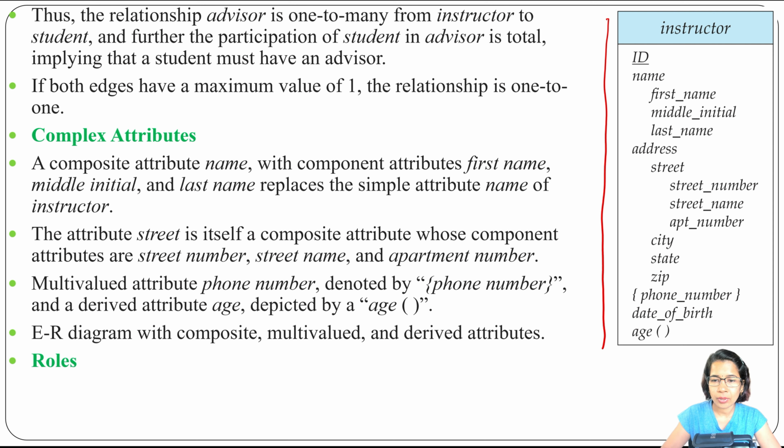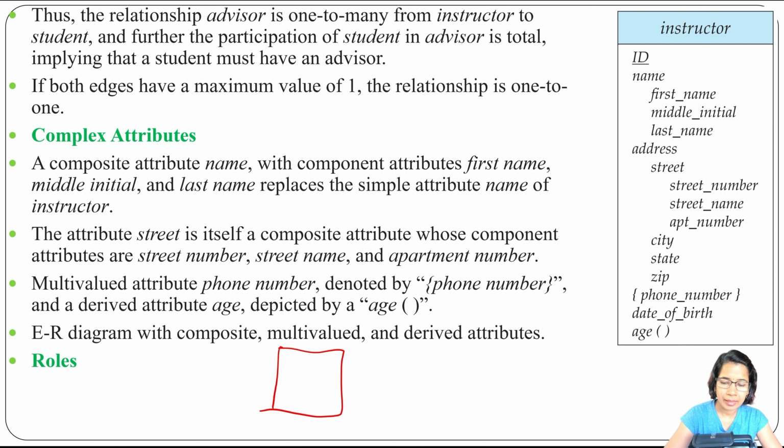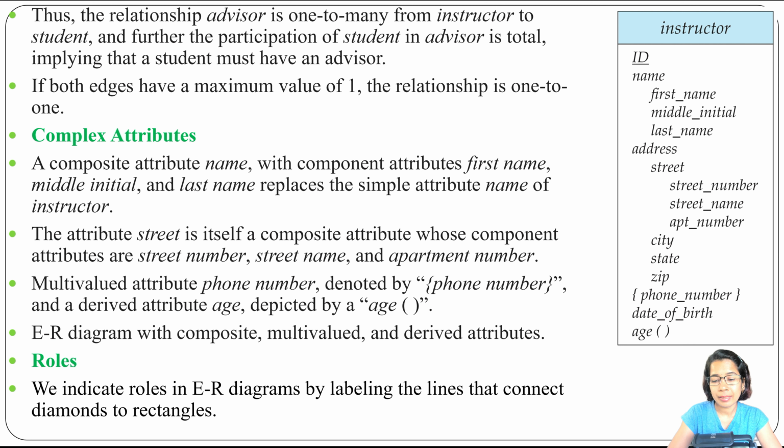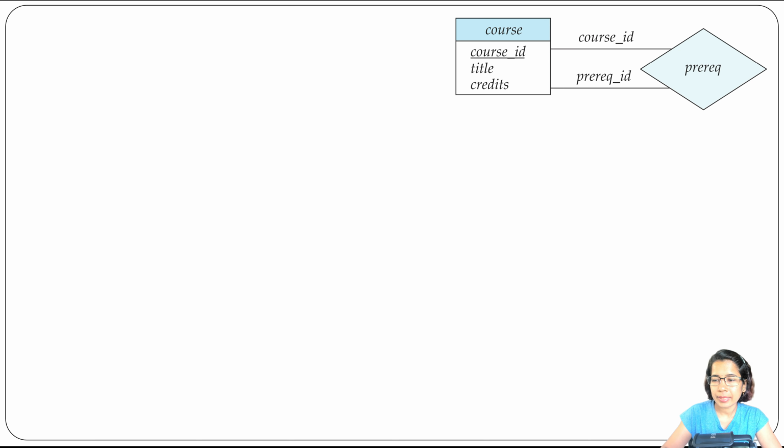Next is role. Role we can indicate in the line. So there is an entity set, there are some relationships. So here we can write the role. How this entity set is related with this relationship, that we can represent as role in the ER diagram, by labeling the line that connects diamond to rectangle. Diamond is for relationship, rectangle is for the entity set. This is an example. Here course ID and prerequisite ID both are roles.